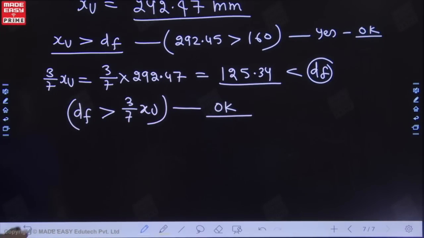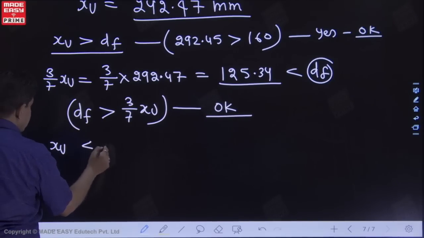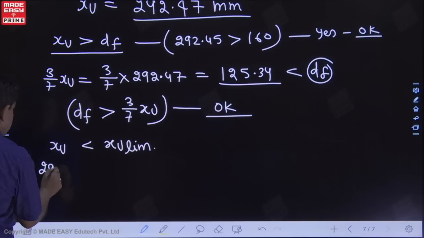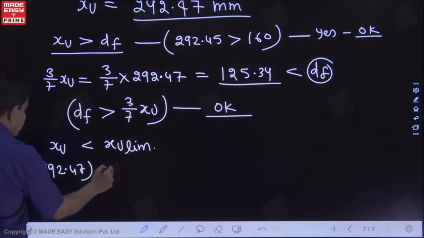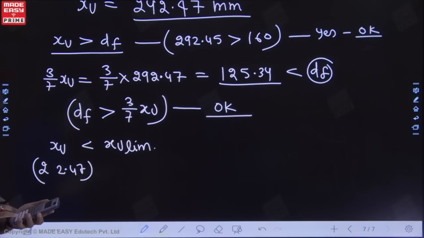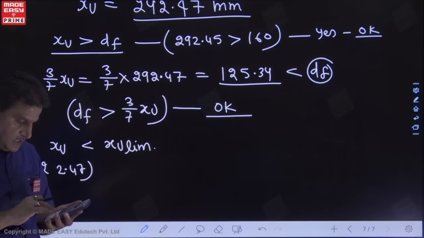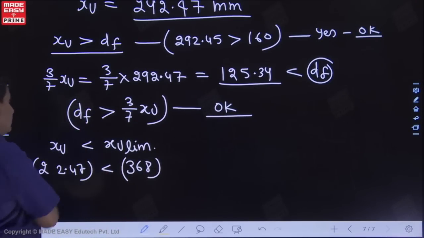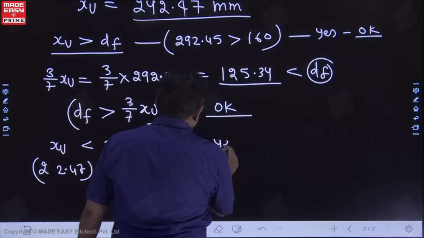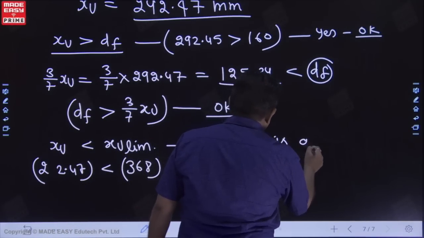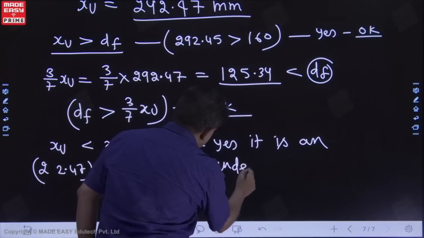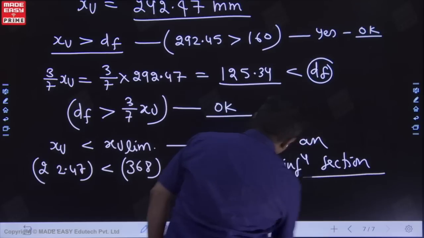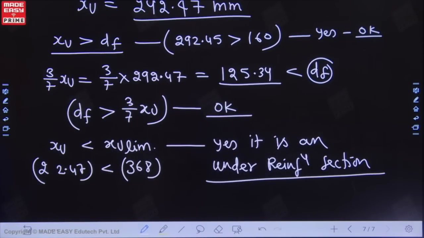And third, one more, that XU must be less than XU limiting. Understand the value, XU is 292.47, and what was XU limiting? That we have calculated earlier, 0.46 into 800, the value was 368. So it is less than this value also. So we can say yes, it is an under reinforced section, and we have got everything correct in this case.